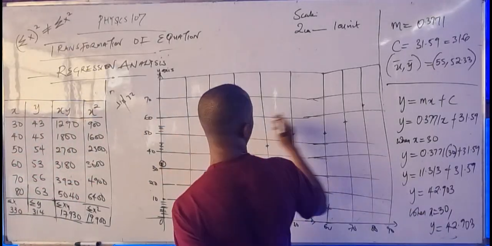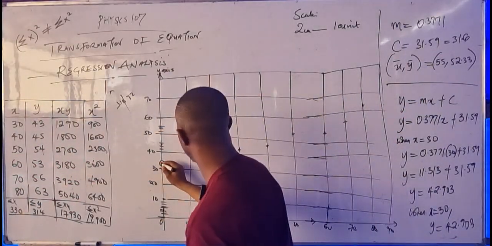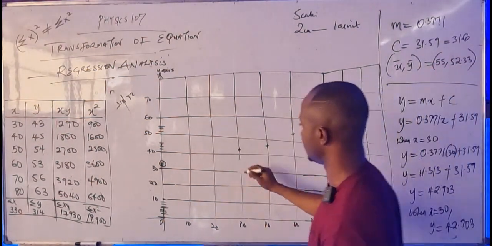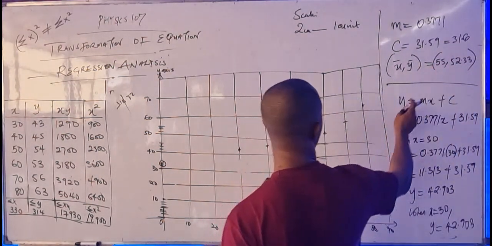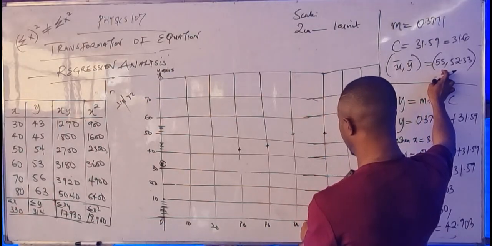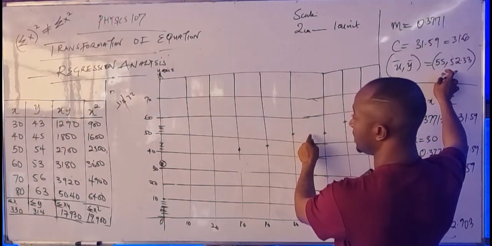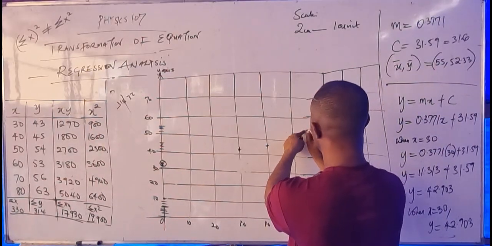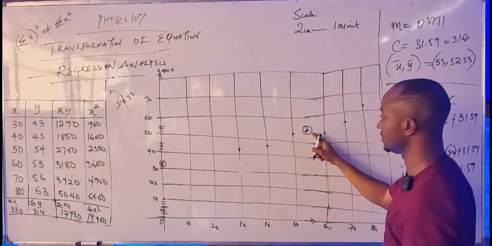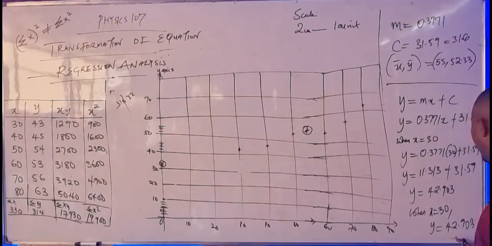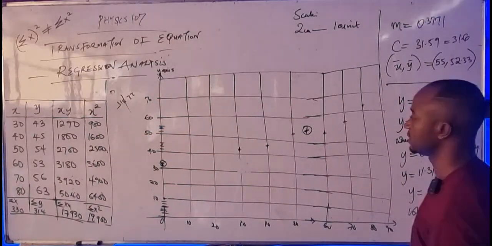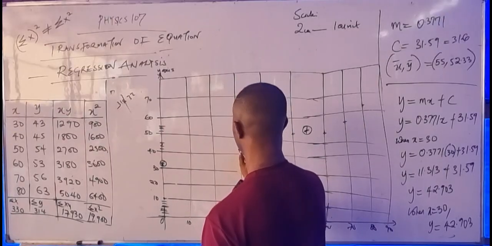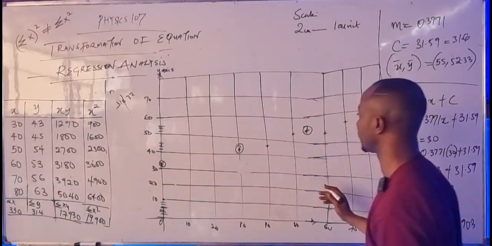What's our c there? 31.6, around here. What's our x bar and y bar? x bar is 55. What's our y bar? 55 is here, somewhere in the middle. The new point is what? 42 and 30. This is what I want to generate here.